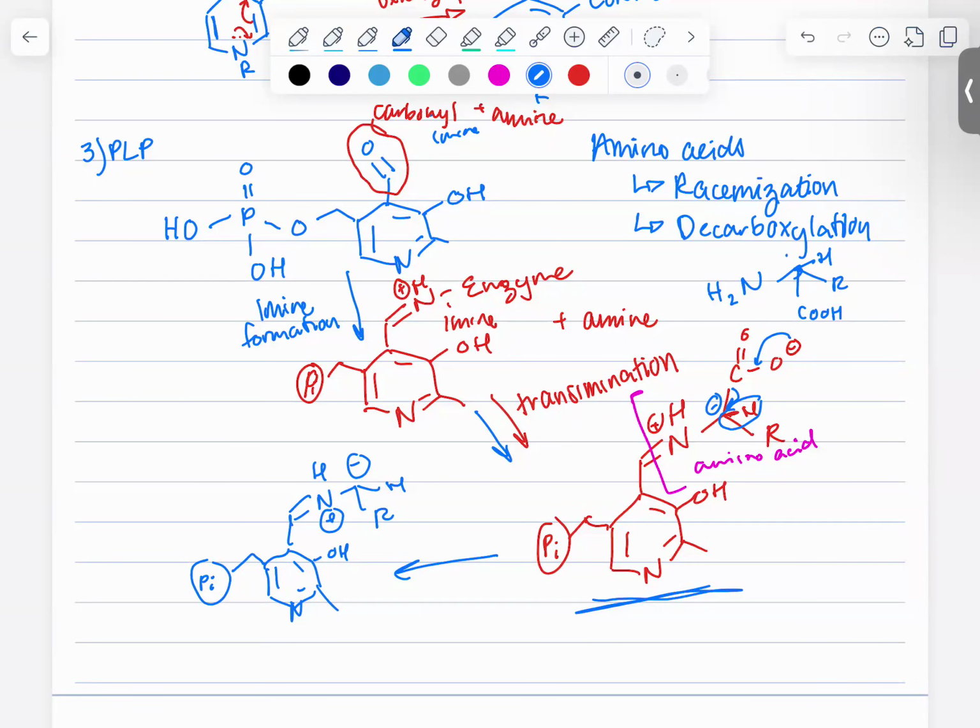And once our decarboxylation is done, we can do another transamination that will get us back to this structure here, where PLP is now rebound to the enzyme. And we have successfully decarboxylated our amino acid or racemized our amino acid. What's up?